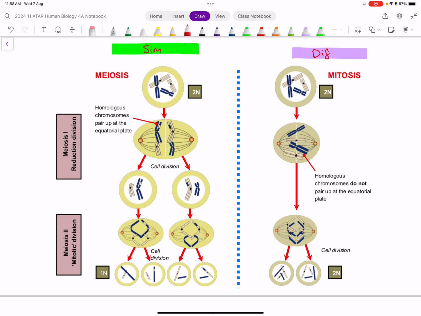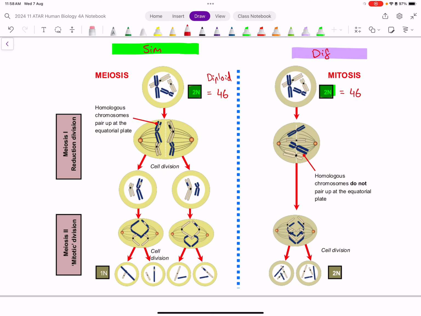So the first similarity that we can notice off the gate is that meiosis and mitosis both start with a diploid number of chromosomes in their cell. So the diploid number in humans is equal to 46 chromosomes. I'll write that one up here. We then undergo our first cell division in each. Now in mitosis, it's also our last cell division, but in meiosis, we do have that additional division.